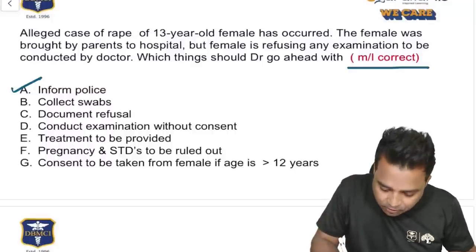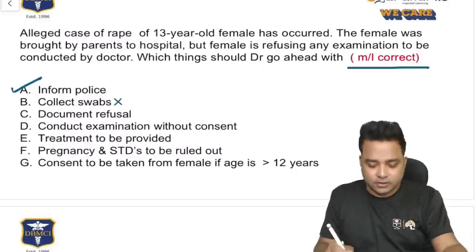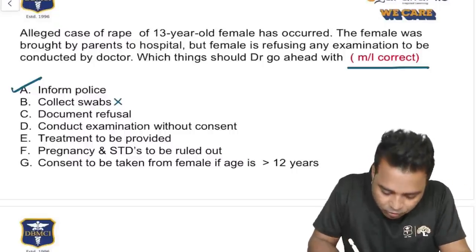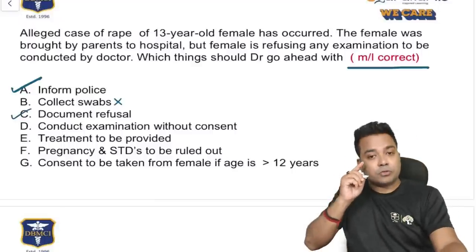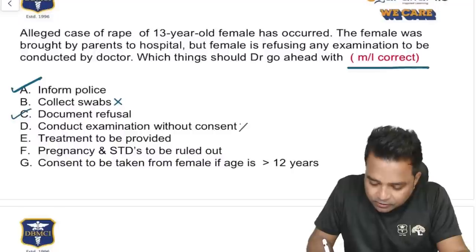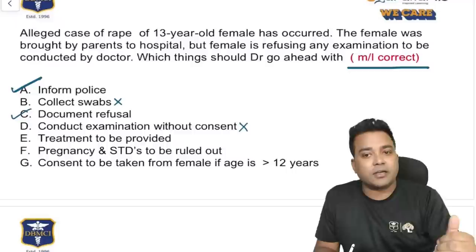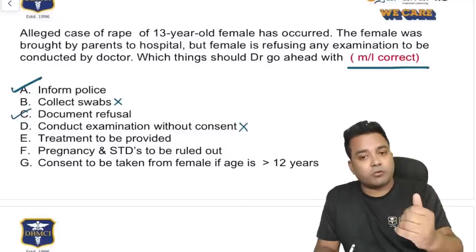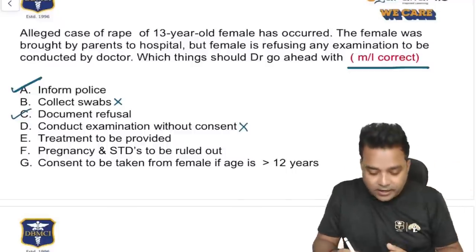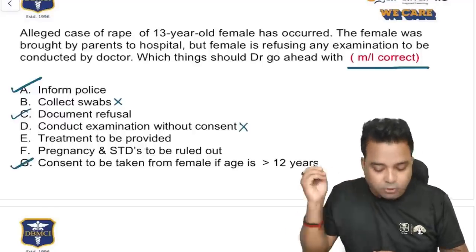Swab collection is a part of examination. So collection of swabs is a wrong option. We have to document refusal for our own safety. Conduct examination without consent, never. You cannot examine a rape victim or sexual assault victim without her consent. If her age is more than 12, yes, her consent is valid as per MOHFW guidelines. So this is the correct option.